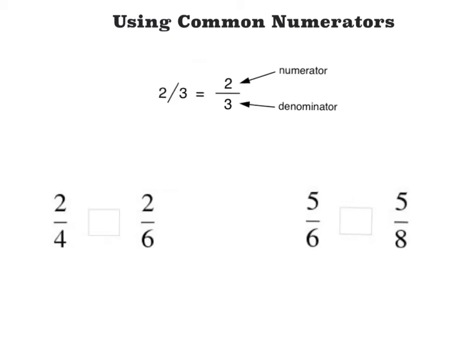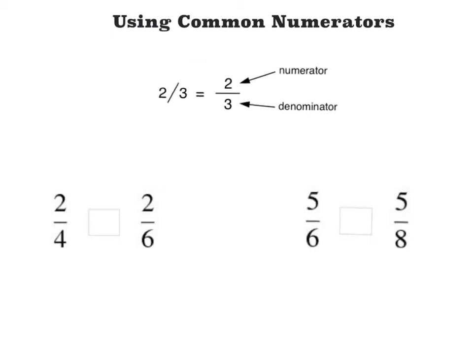So just a quick reminder, the numerator is the number on top of a fraction, telling us how many pieces of something of the whole do we have. It is the part of the whole. And the denominator is the bottom part of the fraction, which tells you the total amount there is.